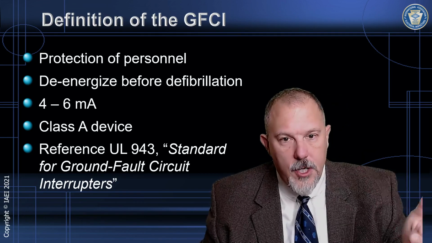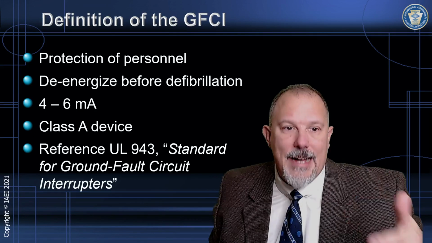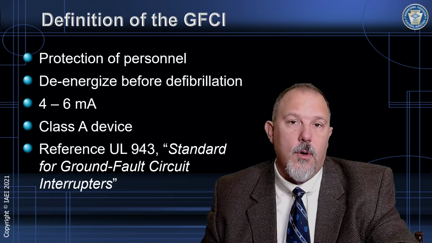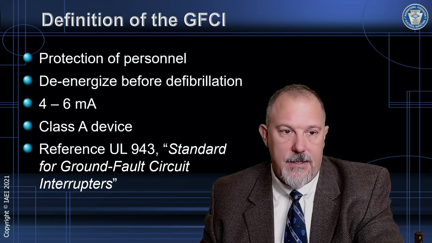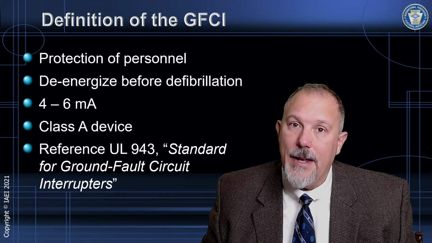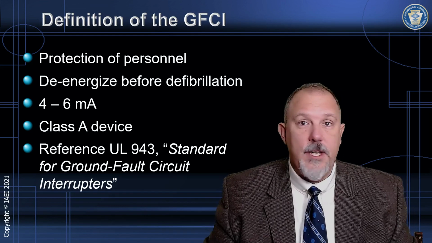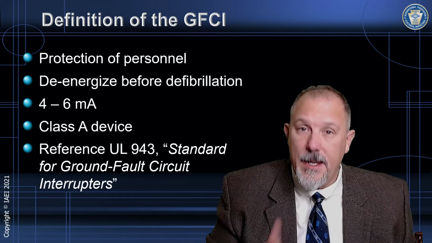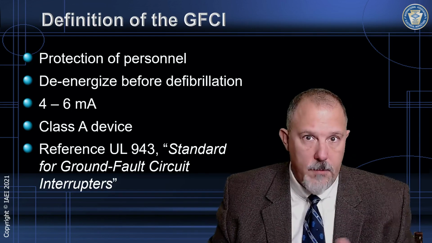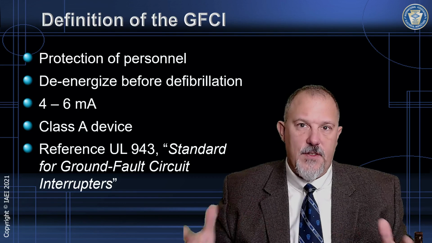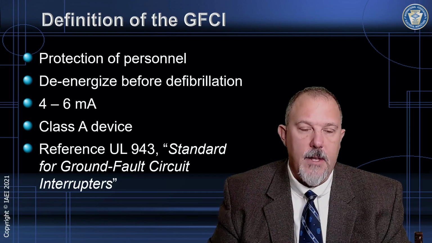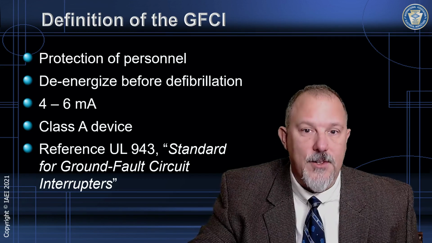Now, what you'll hear us refer to these two as is a Class A device, and that gets back to the standards, the UL standards. We're going to talk more about the Class A device. The reference standard for the GFCI is UL 943. I don't care if it's a circuit breaker or a receptacle or an inline portable GFCI in a cord. All of those GFCI requirements can be found in UL 943. And we're going to talk a little bit about UL 943 as well.